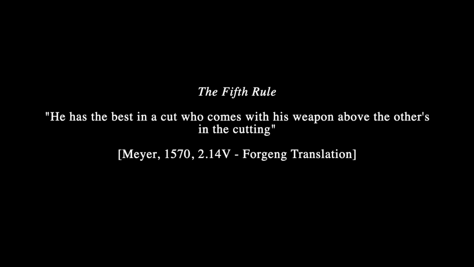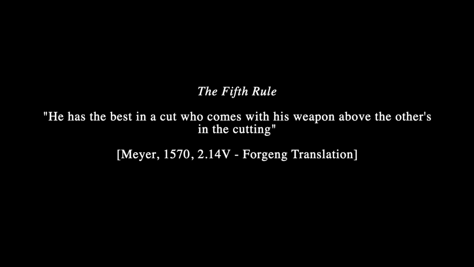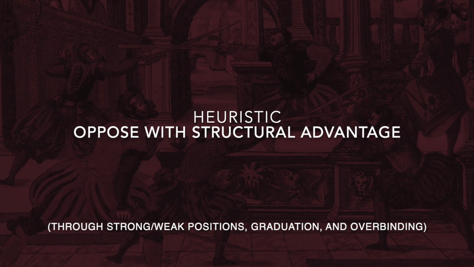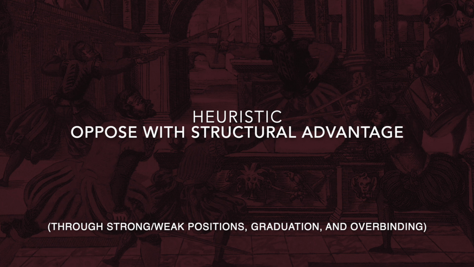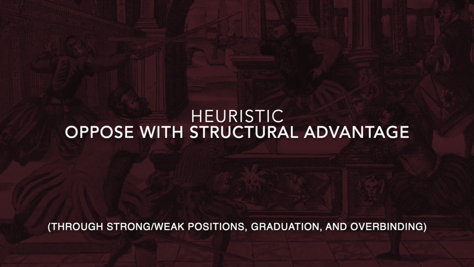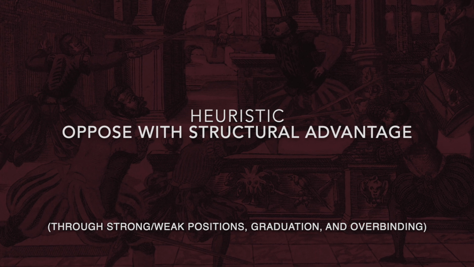As Meyer puts it, he has the best inner cut who comes with his weapon above the others in the cutting, remembering that in Meyer, cuts and parries are fundamentally the same actions. These principles come together as a new heuristic. In our oppositional parries, we should establish structural advantage, and we can do this through strong weak positions, graduation, and binding over the opponent's blade.